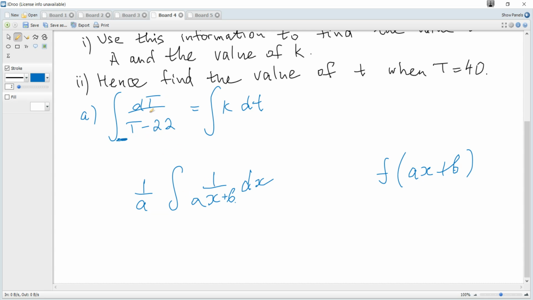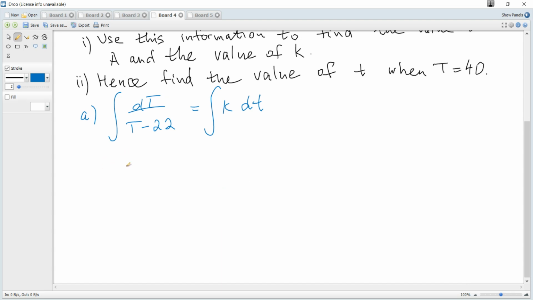And we know that the integral of 1 over T dT, or 1 over x dx, is what? It's ln, and in general it's ln of the absolute value. So we can write ln of the absolute value of T minus 22. If you use substitution u, you will get absolutely the same. It is equal to the integral of k dt, k is constant, so it's just kt, plus the constant of integration, c.